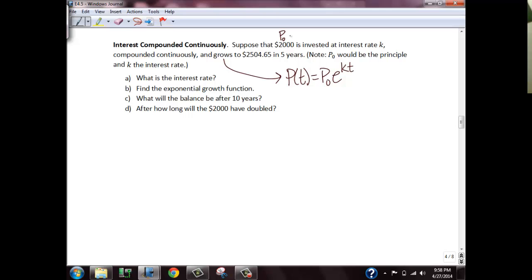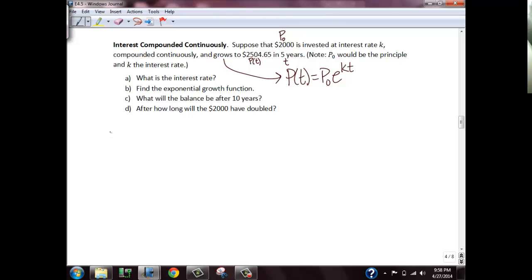That's going to be our P naught. That's our initial investment. At an interest rate K, compounded continuously, and grows to $2,504.65. So that's our ending amount. So I'm going to go ahead and write that's P of t. That's how much we want to end up with. And we want to end up with this in 5 years. So that's my time.